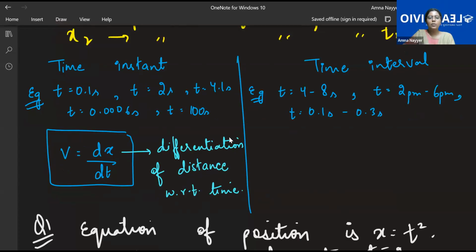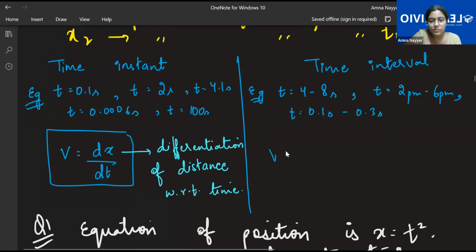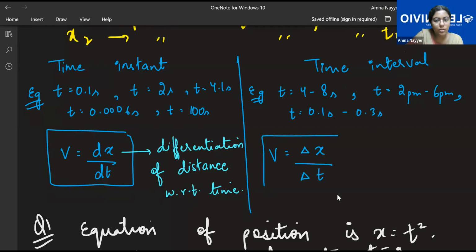Okay. Now, if I want the speed between a duration, what can we do for this? We can take the initial distance and the final distance, and we can take the change in the distance by the change in the time. Now, this d symbol must be new for Mariam. Mariam, we didn't discuss that. I'll discuss with you. Don't worry. The d symbol means a very small interval of time.